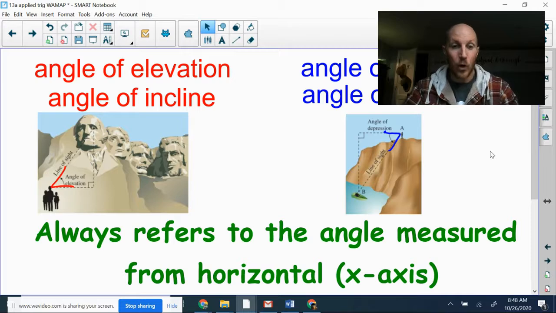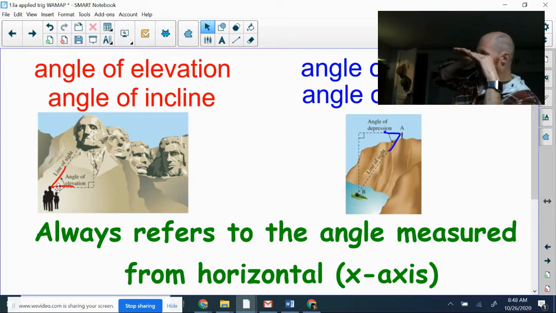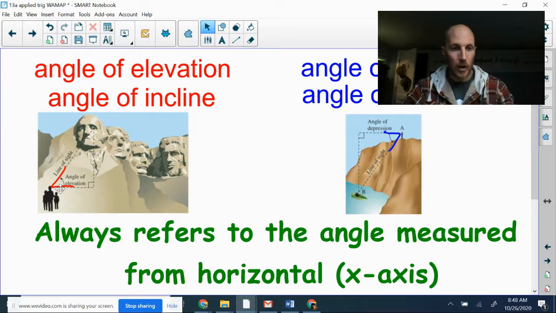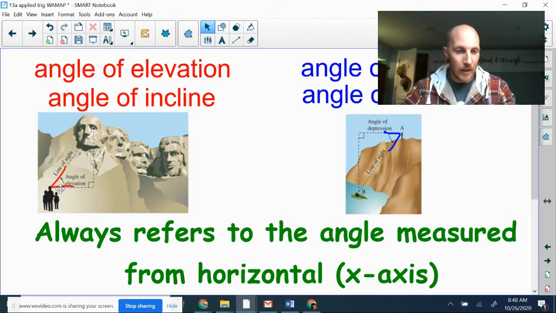Any of those angles are always going to be measured from the horizontal. So in either of these little stories, if you're looking up at Mount Rushmore, draw an imaginary invisible line straight sideways out of your eyeballs, and that is the line we're going to measure the angle from, whether you're looking up at an angle of elevation or whether you're standing at the top of the cliff looking down at the boat below you. Always measure from the horizontal.